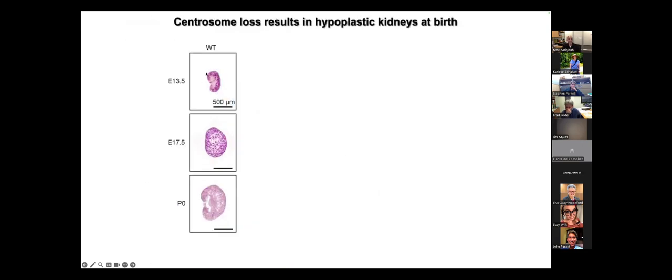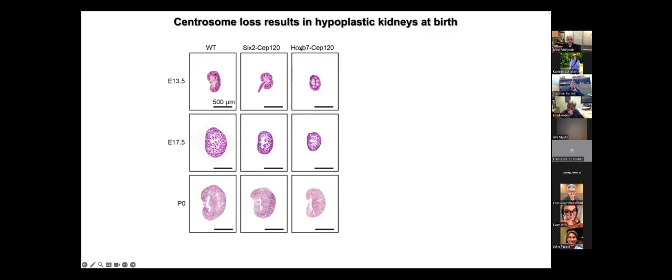Well, here are a couple of embryonic developmental time points up to birth for a wild-type kidney. Here are the Six2 and the HoxB7 knockout kidneys. You'll notice that as early as E13.5, we can already see these kidneys look a little bit weird. They look dysplastic or hypoplastic. They look a little bit smaller. They stay smaller than wild type, and grossly cystic.